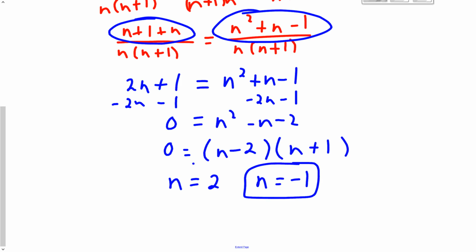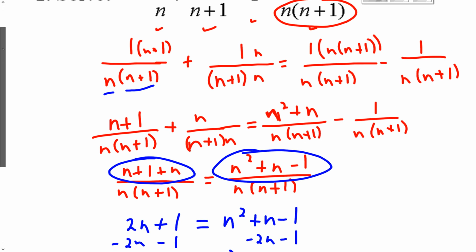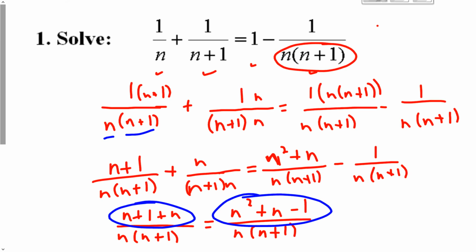So these are the two possible answers for this rational equation. So my answers are n equals 2 and n equals negative 1. But wait, not exactly. So let's go back up here and look. You don't necessarily have to plug it back in. It's probably a wise move to plug it back in just to make sure you did the correct work.